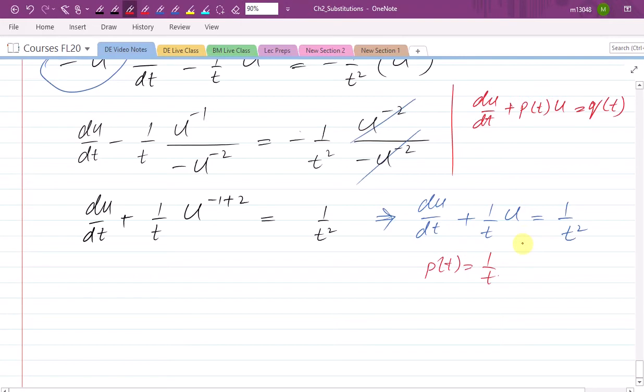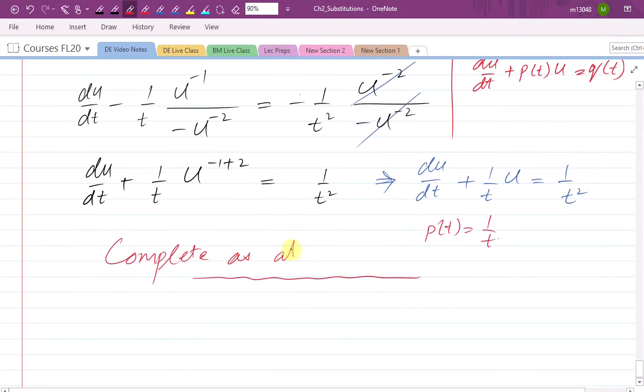The rest is exactly like linear. I'll leave it for you to complete. Complete as homework. Rather, homework is an official word, so I'll write complete at home.